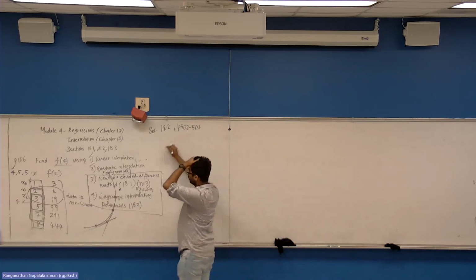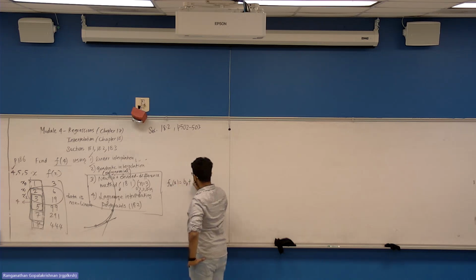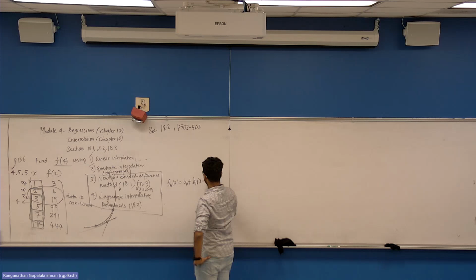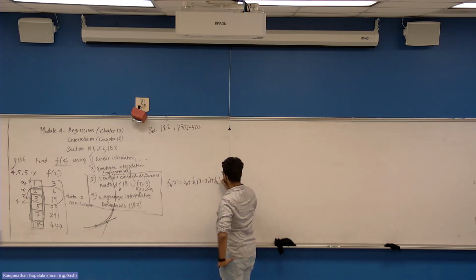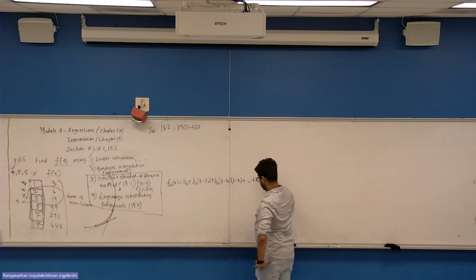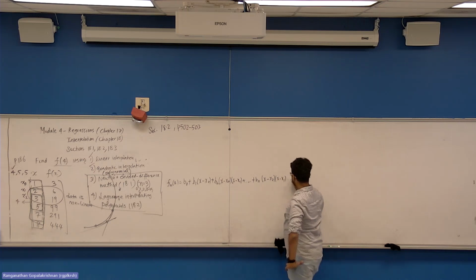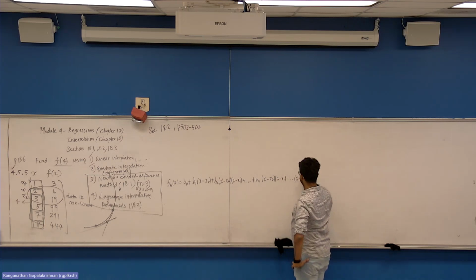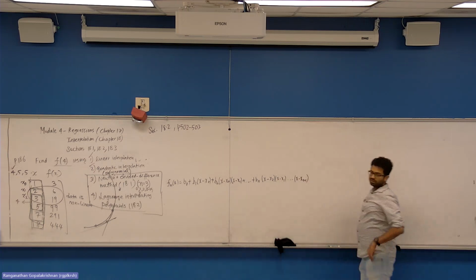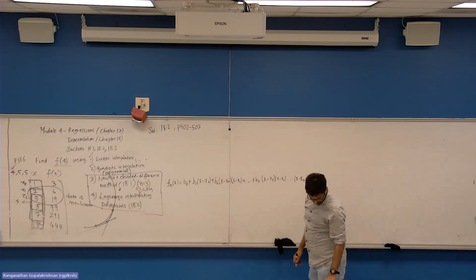For Newton's divided difference formula, we wrote Fn of x equal to B naught plus B1 times (x minus x naught) plus B2 times (x minus x naught) times (x minus x1), and so on, up to Bn times (x minus x naught)(x minus x1) and so on up to (x minus xn minus 1). That was Newton's formula. Lagrange's formula looks like this.